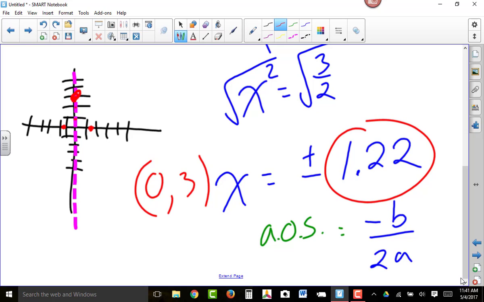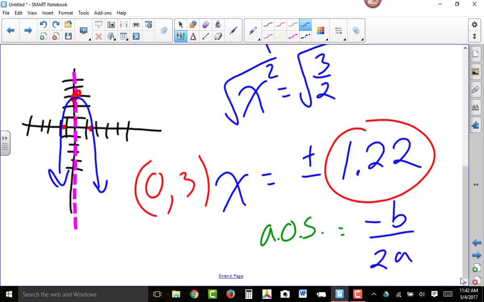Now, I shouldn't have done those with dots, but what is the last part? What was the a on this equation? Negative 2. Since it's a negative 2, which direction is our parabola going to face? Frowny face. It's going to be pointing downward, and so it would be going this way.